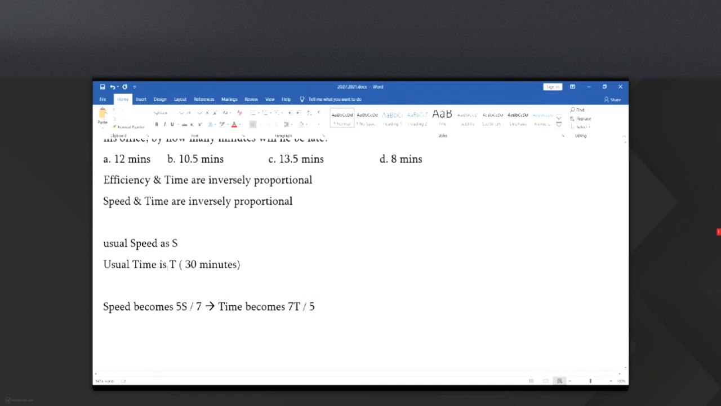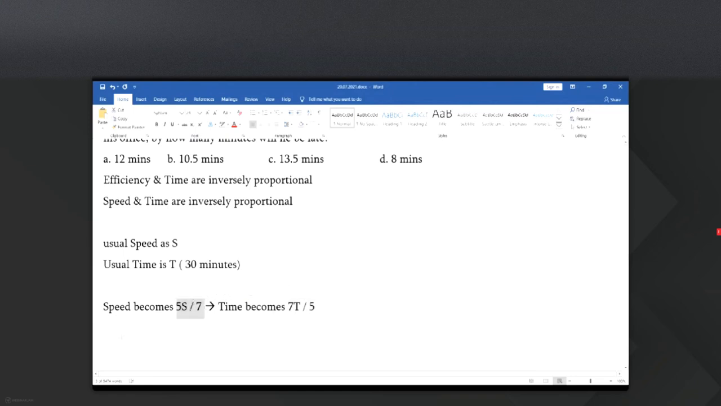Because what is the usual time? The usual time is T. The increased time will be 7 by 5 of T, right? So this 5 by 7 will be the reduced speed, and 7 by 5 will be the increased time. Correct? Because when speed reduces, time will increase.